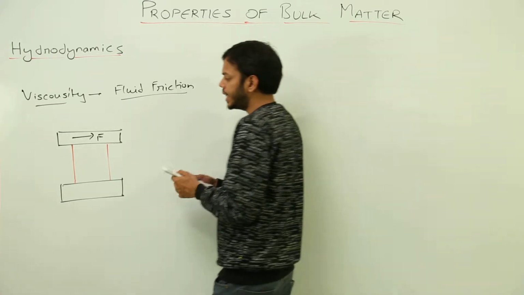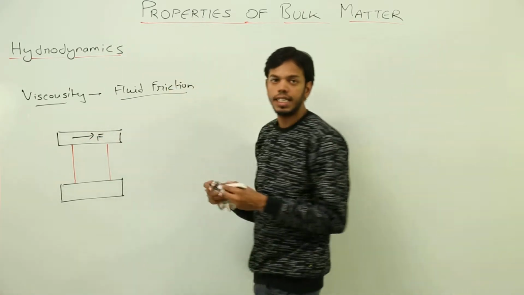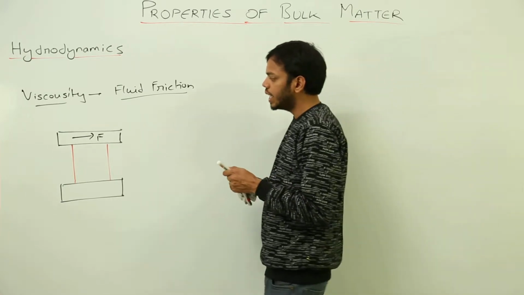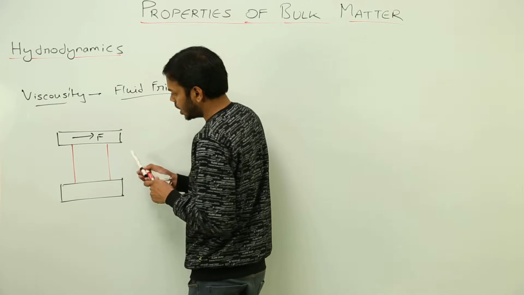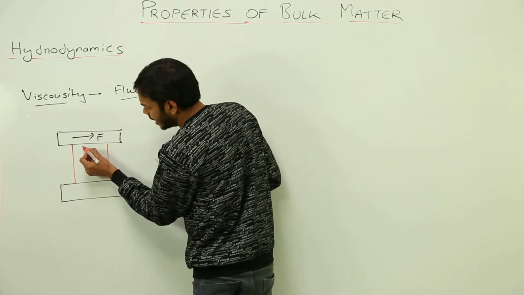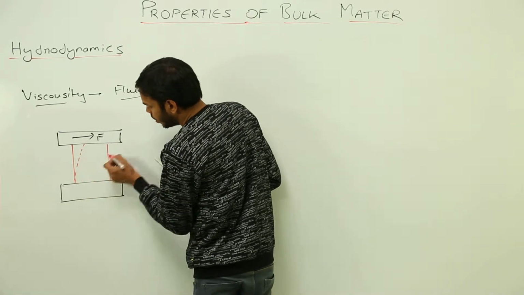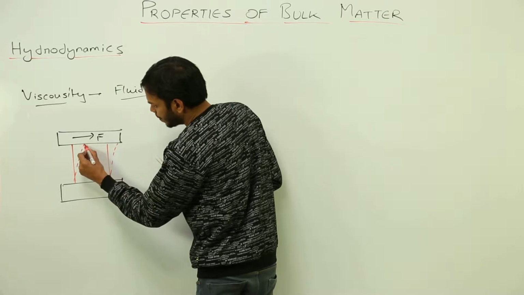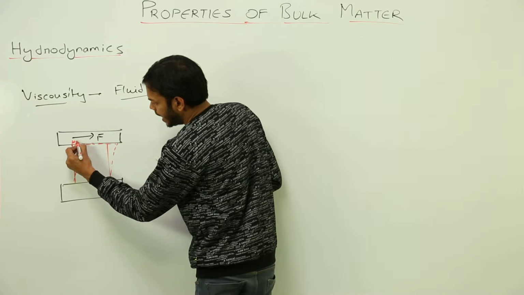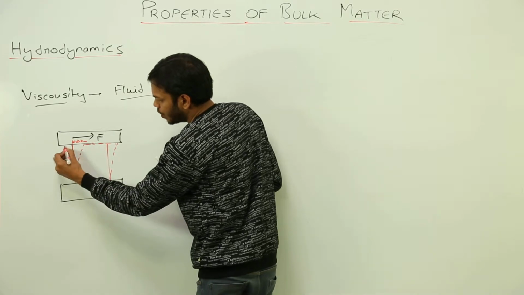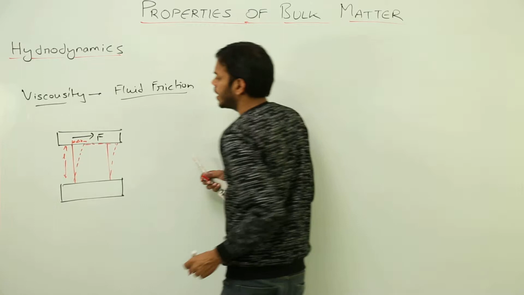So let us say this, due to this tangential force, that is shearing force, there will be a shearing strain in the fluid, and it will reach like this. Let us say this relative motion made it reach here. So what is shearing strain? This one would be delta x and this one would be L, right?